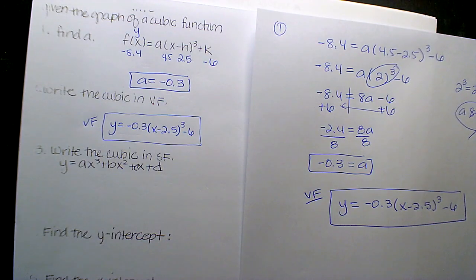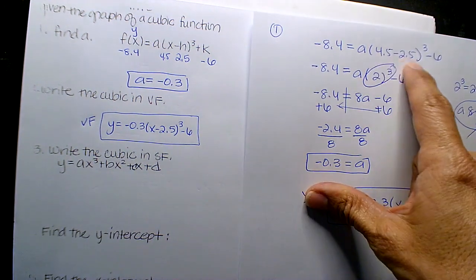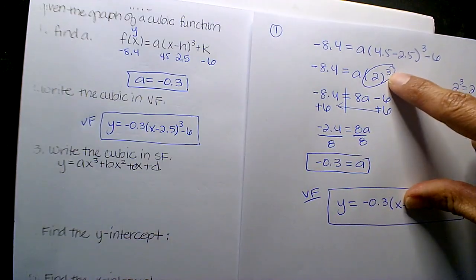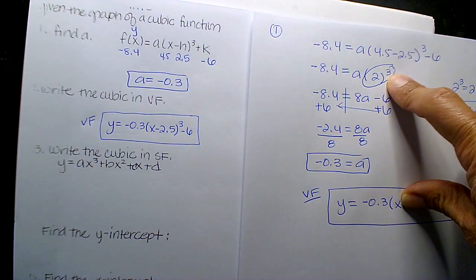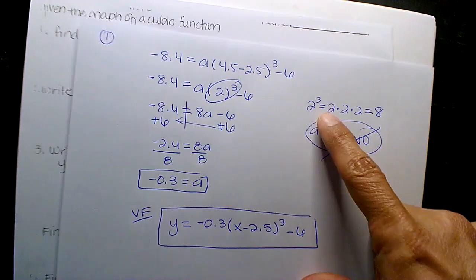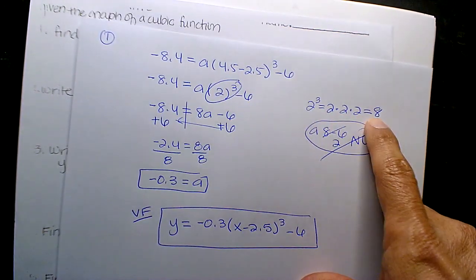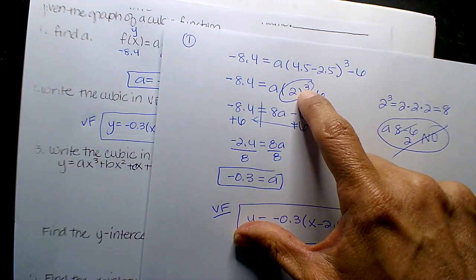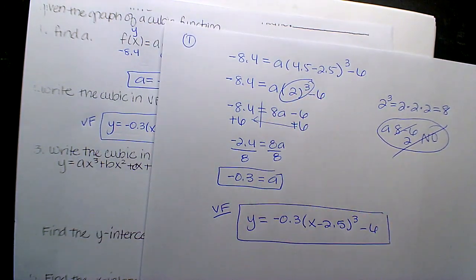2 cubed. So 4.5 minus 2.5 is 2, the subtraction. But you have a cube there. It's not a square. We're not doing quadratics now. Now we're doing cubic functions, so cube. What is 2 times 2 times 2? 8. That's where 2 cubed is equivalent to 8, but it's the coefficient of 8.